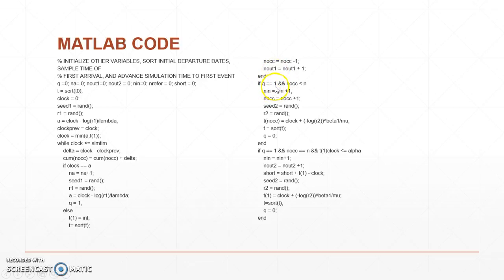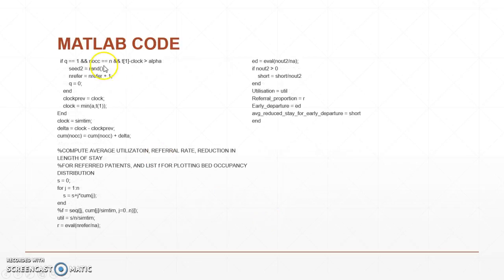Now, if Q is equal to 1, in other words there's an occupancy, and the number of occupied is less than n, the total number that we're running, then it runs through a different scenario, where we initialize all the variables. We take the number of occupied beds and we take that clock number from it, and so on and so forth. Then we have another scenario where the bed is occupied, the number of occupied is equal to n, and the clock is less than alpha. Basically, then we run through these ones. The last scenario is Q equals 1 again, number of occupied is equal to n, and t sub 1 minus clock is greater than alpha, I'm sorry.